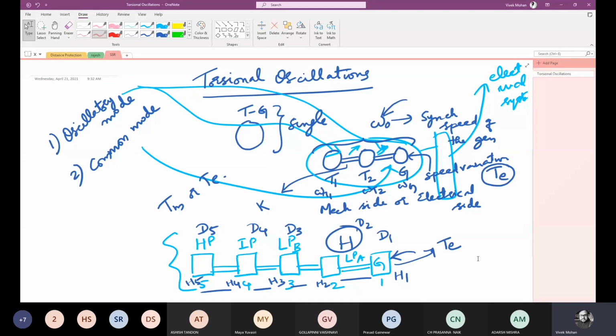Now, K is considered as the torsional stiffness. The relationship between torque transmitted and the angular twist between the two ends of the shaft is given by T equals K theta. K is the torsional stiffness. So the torque that is transmitted from one mass to another mass can be quantified as K into theta, where theta is the twisting angle.